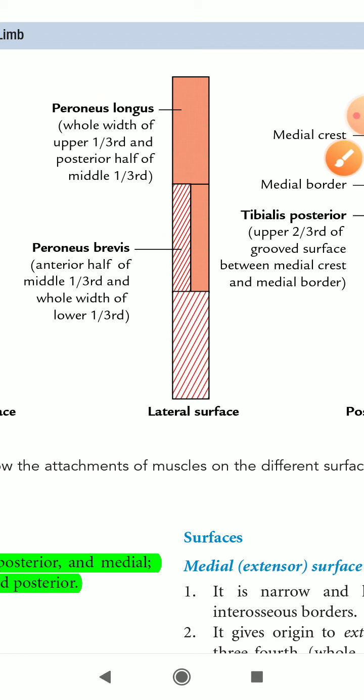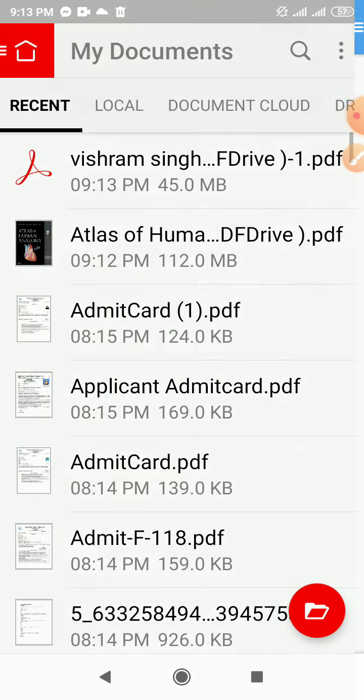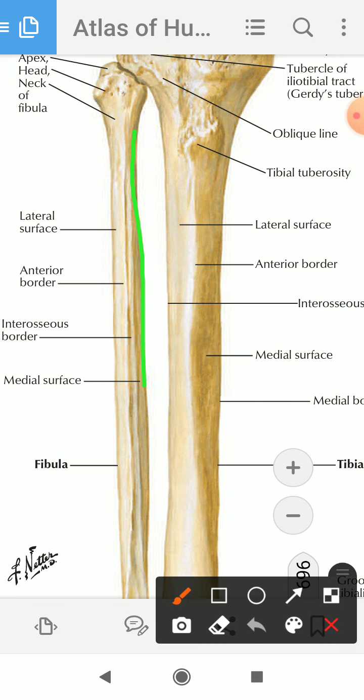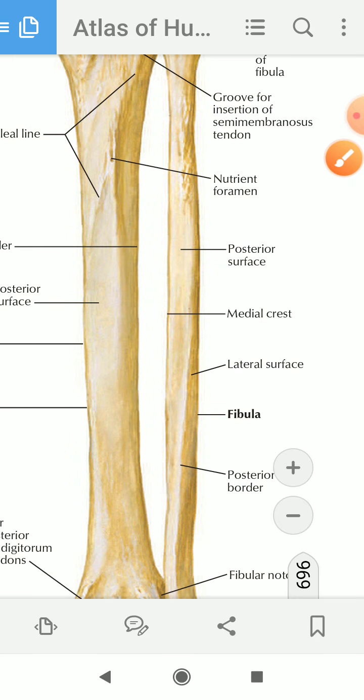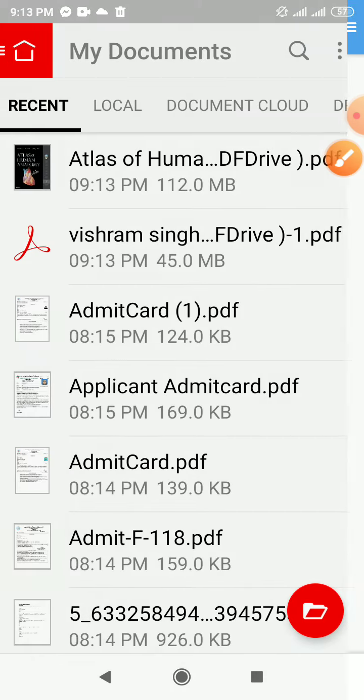And last of all, the posterior surface. The posterior surface lies between the interosseous border and the posterior border. So this is the interosseous border, and posteriorly there is posterior border. So the rest of the surface will be the posterior surface. So this surface is the posterior surface. So let's see the attachment of the posterior surface.